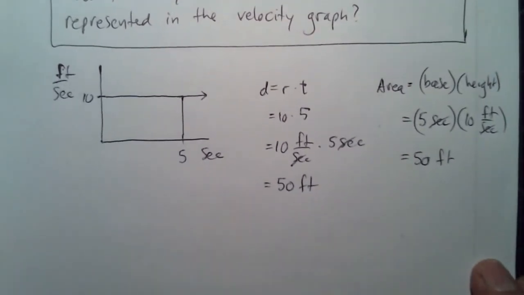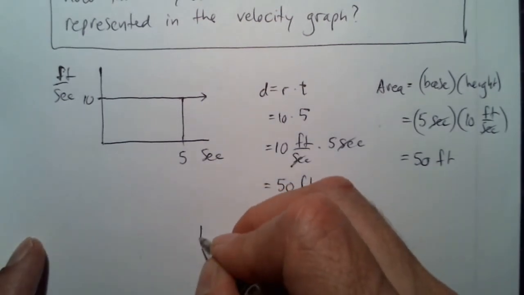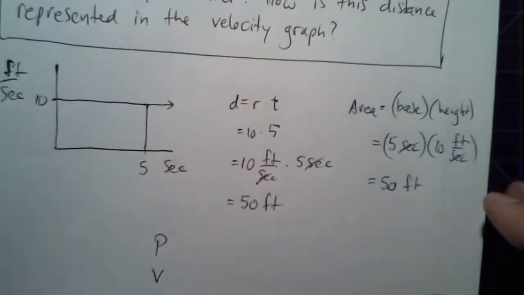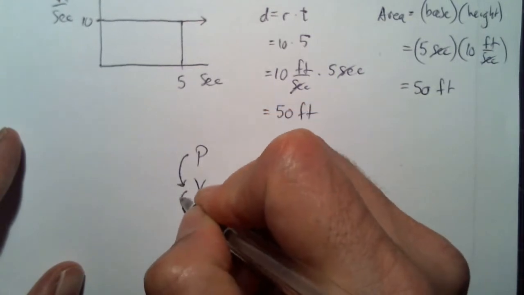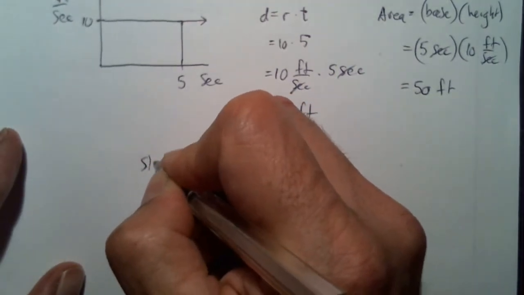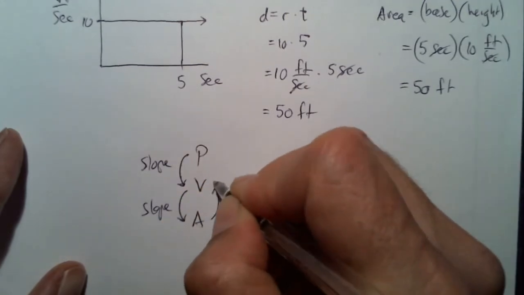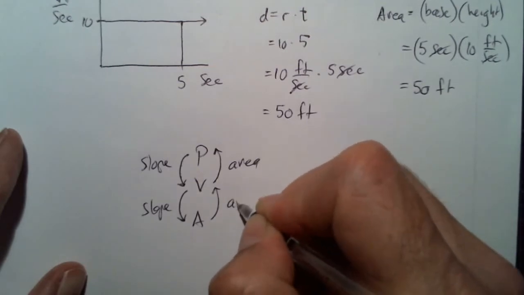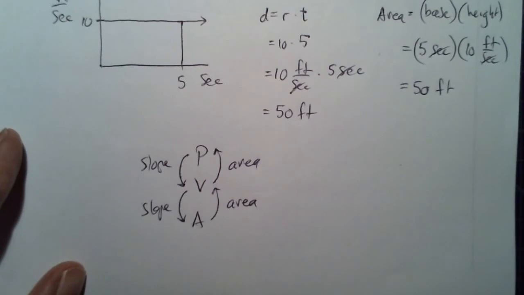So now we know how to move up the levels of rates. If we look at position, velocity, and acceleration from the previous lesson, we saw that to move down one level, we use the slope. And here we can see, at least from velocity to position, we used area to move up. And it turns out area will move us up whichever level we want to move.